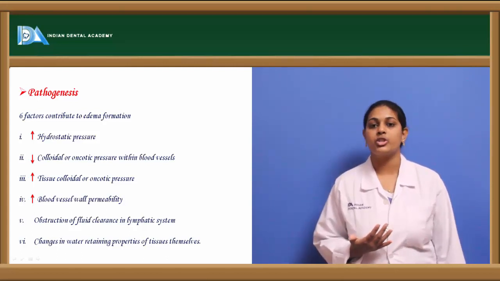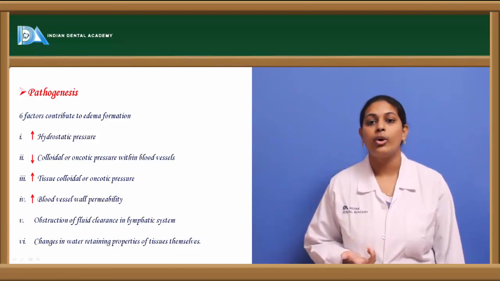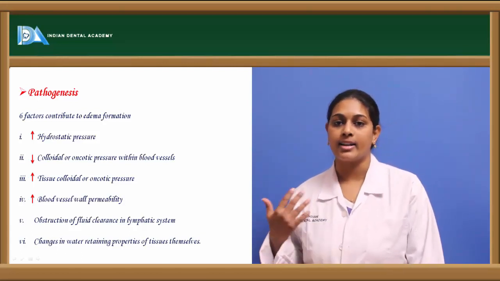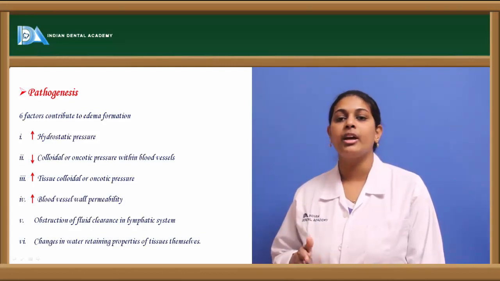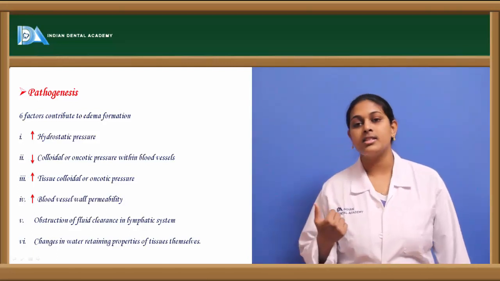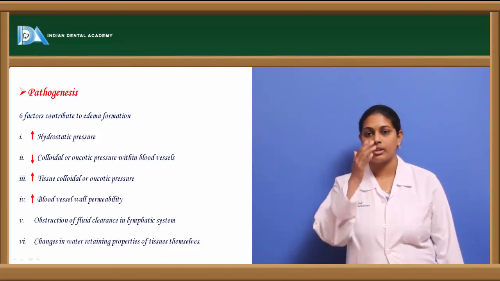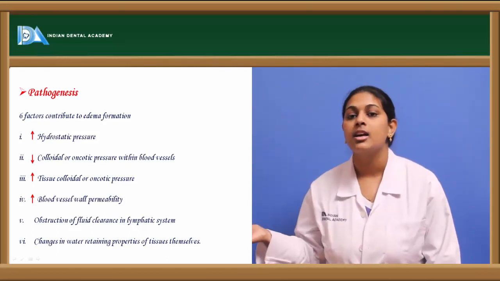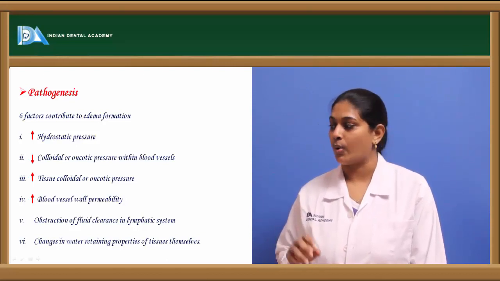Colloidal or osmotic pressure is the pressure which maintains the protein content of the fluids present intracellularly and extracellularly. That is the movement of fluids from low to higher solute concentration. When there is a decrease in this colloidal or oncotic pressure within the blood, there is loss of movement of the fluid, by which the fluid starts accumulating in only one position.